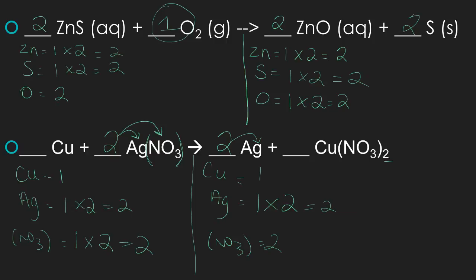Alright, and if I go back through, I have 1 Cu on the left, 1 on the right, 2 Ags on the left, 2 on the right, 2 NO3s on the left, 2 on the right. So now I am done. And I can either leave it like this where my Cu and my CuNO3 are blank, or I can put a 1. Again, it doesn't matter, they're both correct.